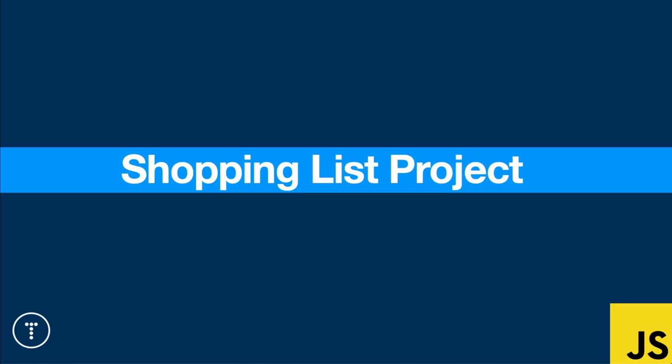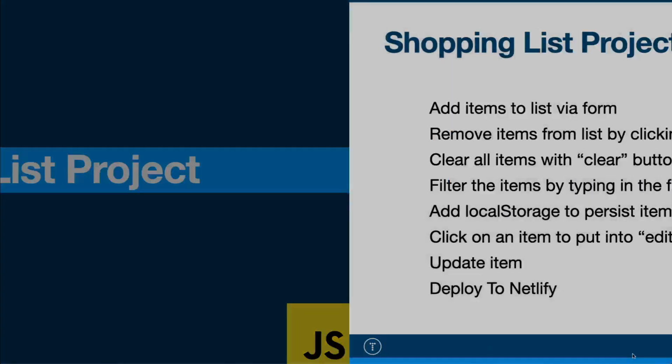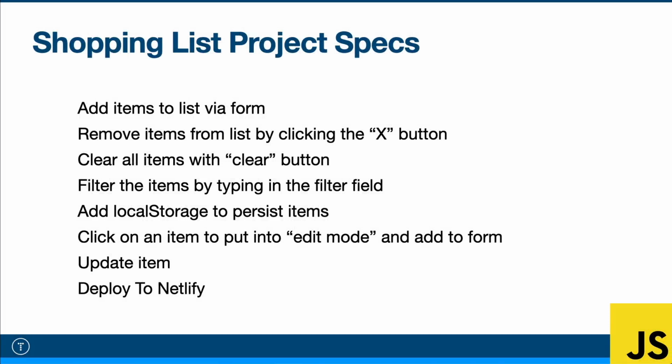All right, so we've been using the shopping list project UI for a while to look at different concepts, the DOM, events, etc. Now we're going to build the project from start to finish. So let's look at some of the tasks and some of the specs for this project. And we're pretty much going to do it in this order.